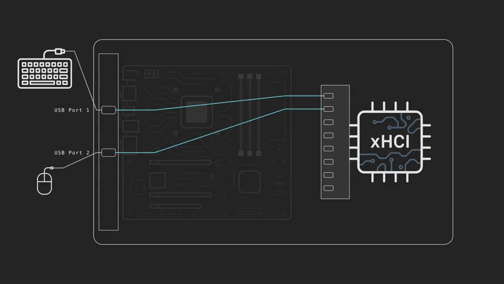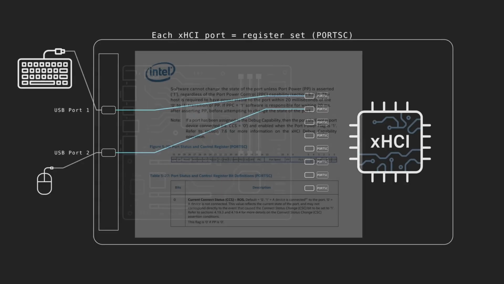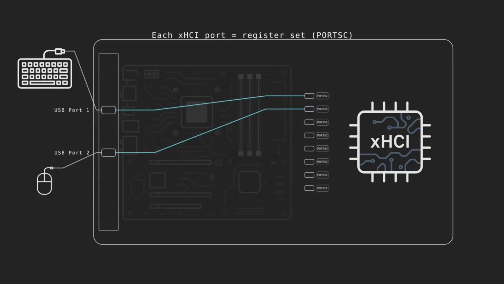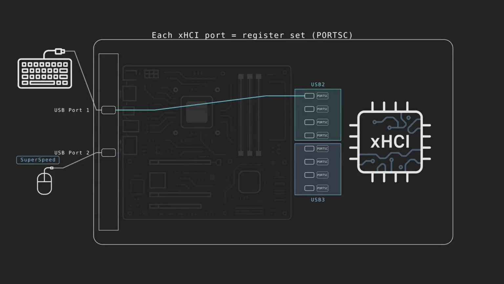It's also important to mention that each xHCI port is actually backed by several different port registers, but in this tutorial, we'll only focus on PORTSC, or Status and Control Register. So as we mentioned in the previous episode, the ports are divided into USB2 and USB3 counterparts. And depending on the type of the connected device, a different port register set may be used to service that device. For example, if you unplug your old USB2 mouse and plug in a super speed USB3 mouse, the connection will now go through one of the USB3 port registers.